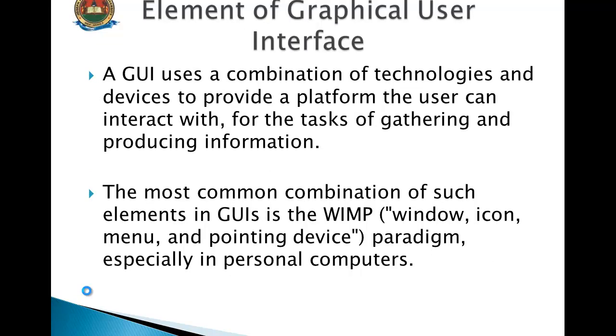Now, what are the elements of GUI? GUI uses a combination of technologies and devices to provide a platform that the user can interact with for the task of gathering and producing information. So there are different technologies that are combined to form what we have as GUI today. The most common combination of such elements is what we call the WIMP. WIMP is an acronym for window, icon, menu, and pointing devices.